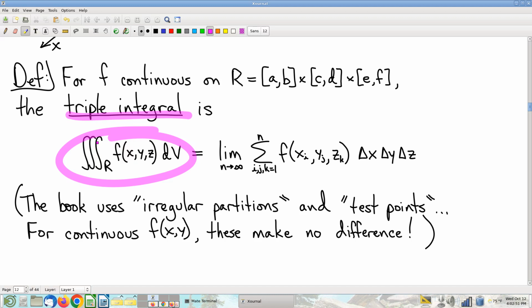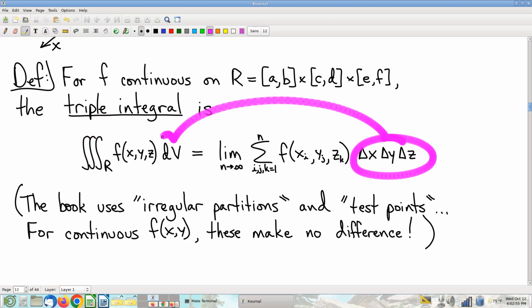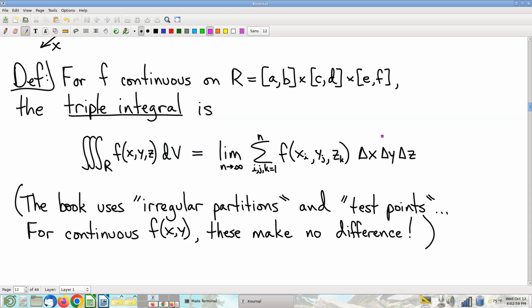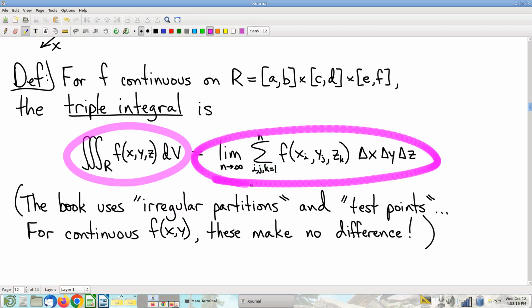Here's the notation. I think the notation is pretty plausible. This represents a little piece of volume, so dV for volume. We're adding up over three indices, so we're going to use three integral symbols to form this triple integral symbol. And again, just a shorthand notation to represent that computational strategy.